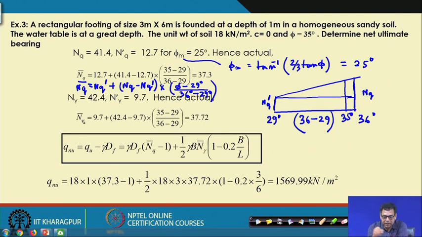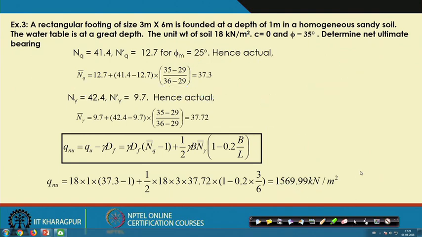So, that way we can determine the N gamma and NQ bar, and then that value we are using here, and we will get a value here, 1569.99 kilonewton per meter square. So, this is the value if it is in between local shear failure and general shear failure. So, before I finish today's lecture, I will show you one last problem.